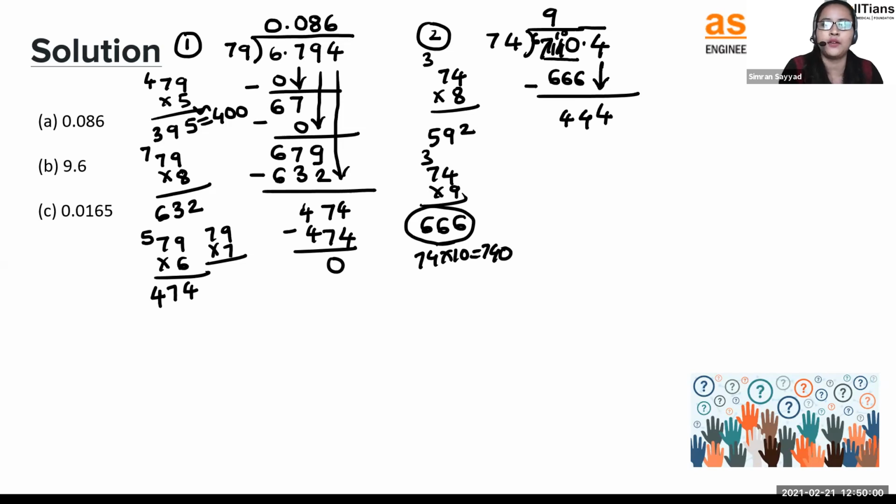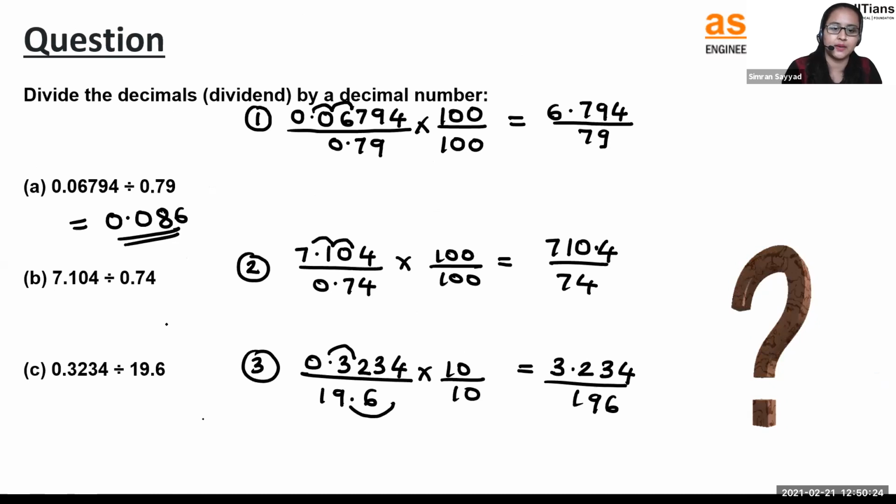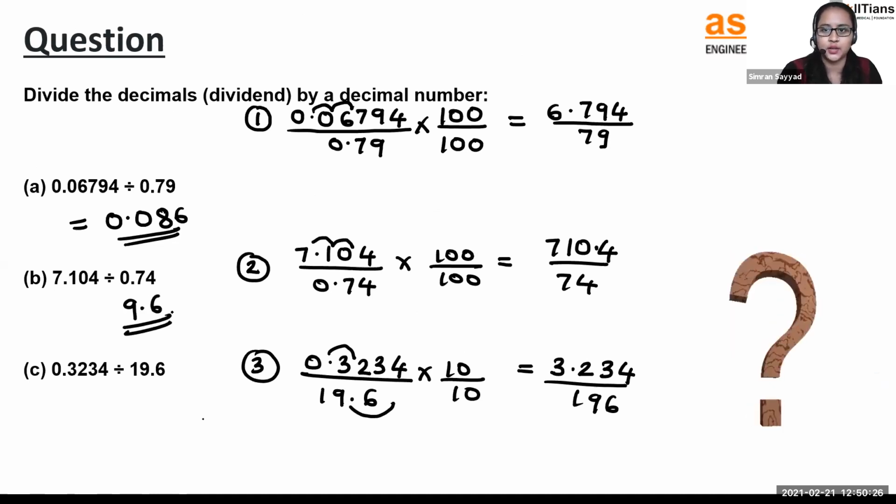Now you have to consider a decimal point. Now let's check 6 4s are 24, 7 5s are 35, 7 6s are 42, 42 and 4 is 44. Yes, I got exact division. So 74 6s are 444. I got the answer. So what is my answer? 9.6. This is my answer, dear students. Okay?